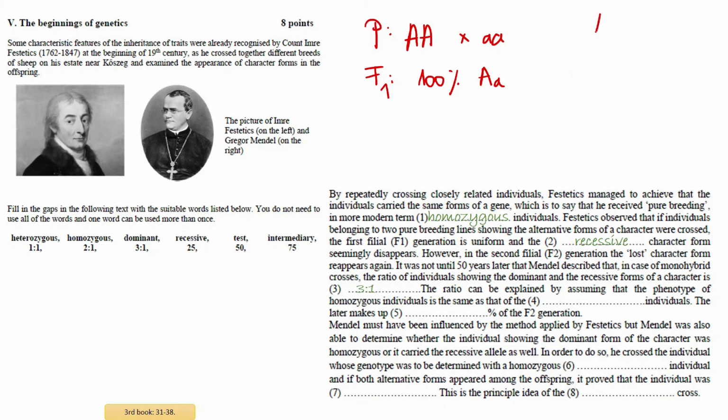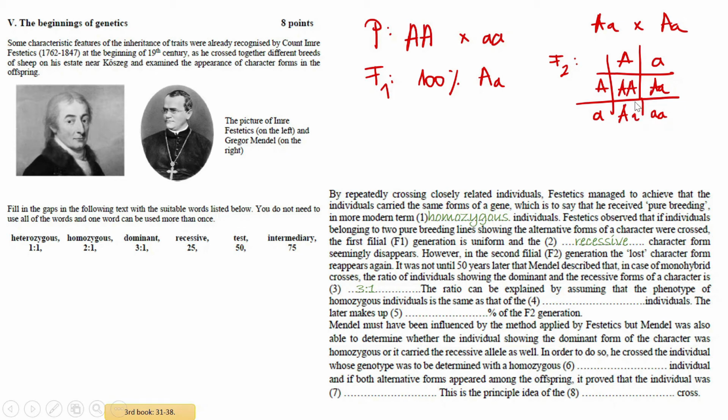So what does it mean? It means that in the second filial generation, quickly we make a Punnett square. Okay, so 3 of them will show the dominant phenotype and 1 offspring is showing the recessive one. If you look at 4, so the ratio is going to be 3:1. The ratio can be explained by assuming that the phenotype of homozygous individuals is the same as that of the heterozygous individuals. The latter makes up, obviously, 50% of the F2 generation.